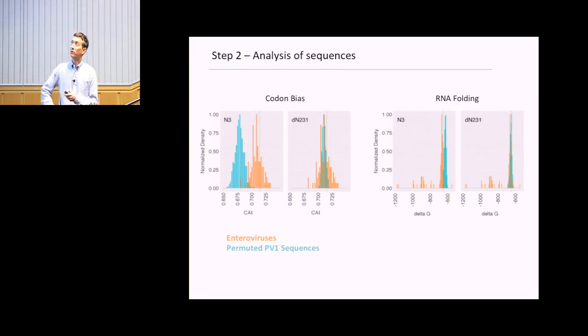And what's shown here is we permuted the poliovirus sequence 1,000 times. So we generated 1,000 different permuted sequences for each of these 4 permutation algorithms, so about 4,000 sequences. And then we generated a histogram of their values for a given metric, whether it's CAI or the free energy of RNA folding. And then we're like, okay, well, what does that mean? Nice, you can generate a histogram. How is a codon adaptation index of 0.675 really that different from one of 0.7 for poliovirus?